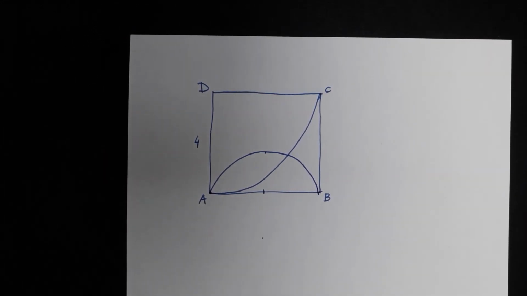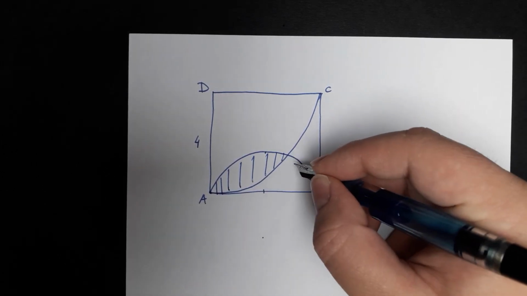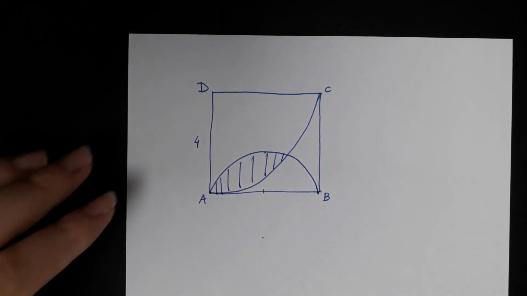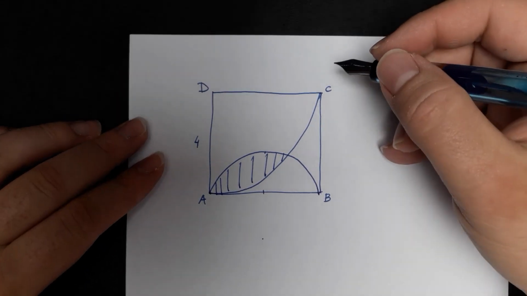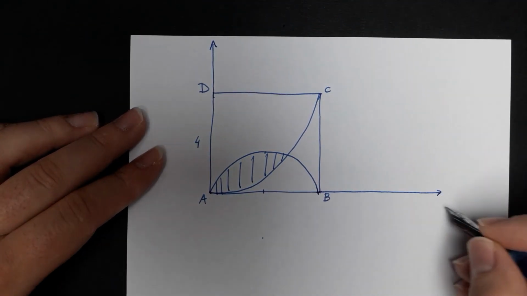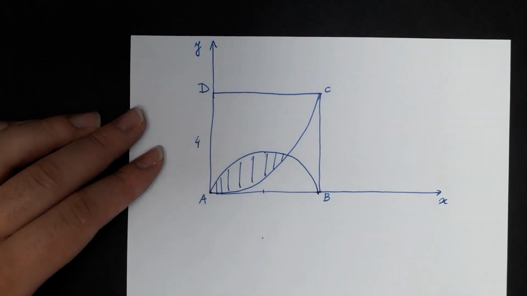The quarter circle and the semicircle overlap. What is the area of the overlap between these two shapes? And this right here is the overlap. So we can solve this problem in a Cartesian coordinate system. This is the x-axis and this is the y-axis.